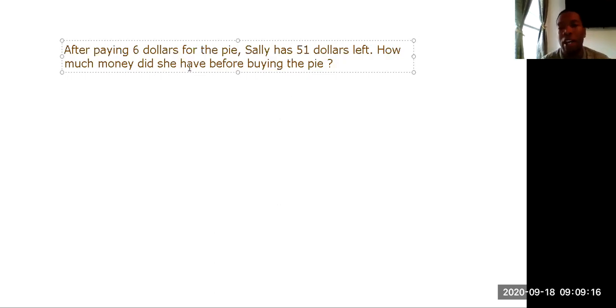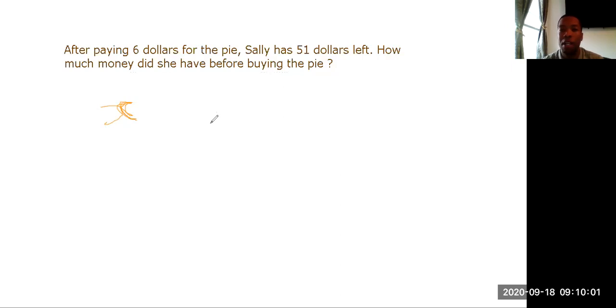We could always work this out regularly in our head, but we need to look at it and write it in equation form. When I say equation form, we need to have an unknown variable. This unknown variable is trying to figure out how much she had before buying the pie. Whenever they're asking a question, that is the unknown variable. We need to identify which part of the question is the unknown part, and normally the unknown part is what they're asking. So how much money did she have before buying the pie? That's the unknown part. So we're going to call that X.